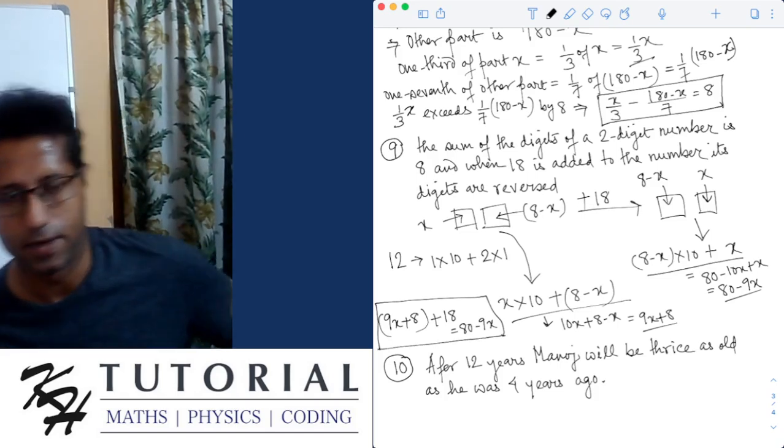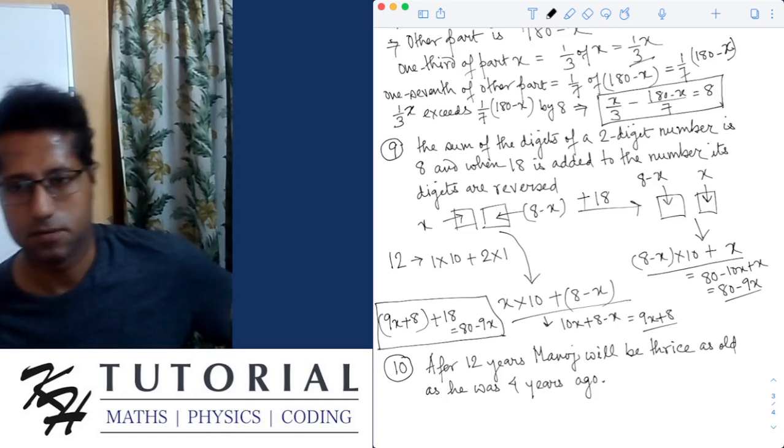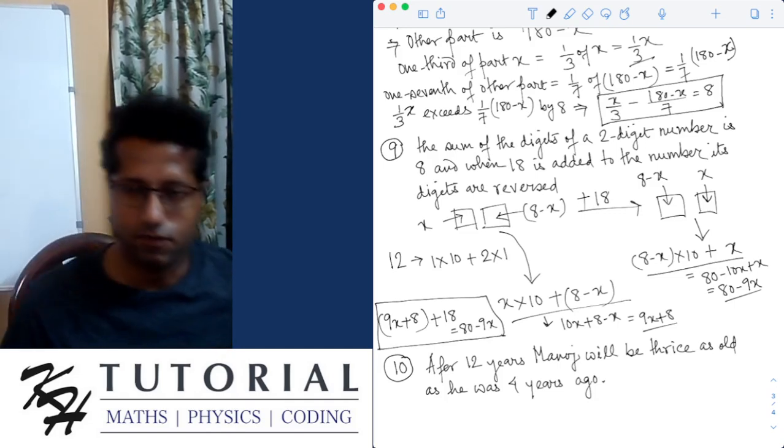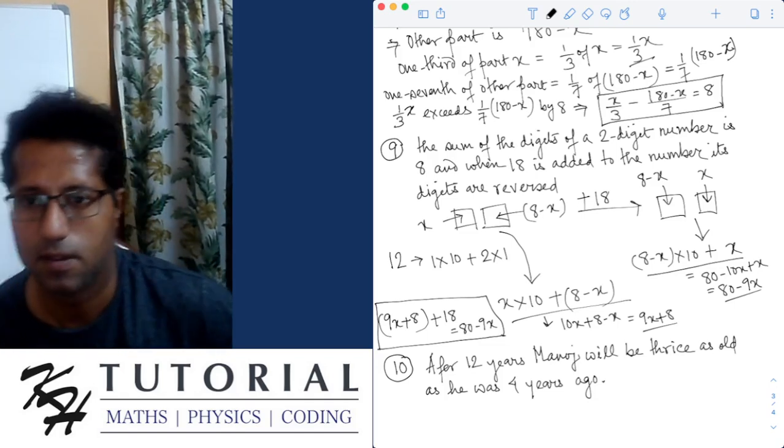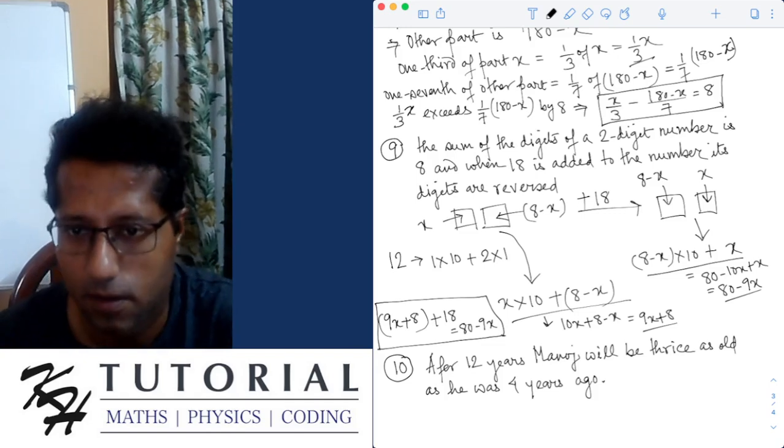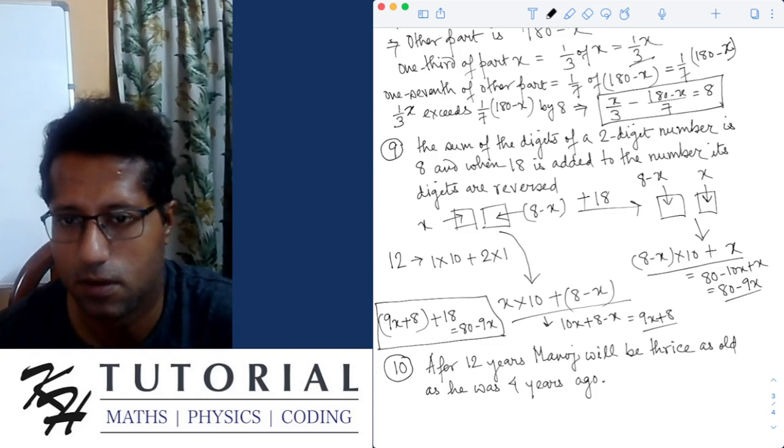Solving this, we will get x, and from x we will also get the other digit. x will be the leftmost digit of the original two-digit number, and 8 minus x will be the rightmost digit of that original number.